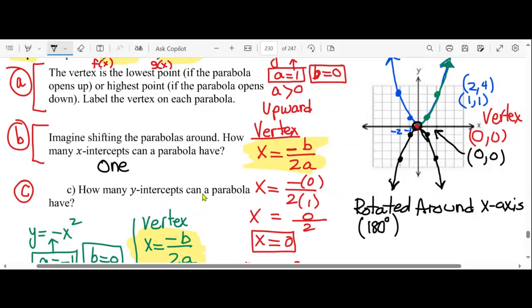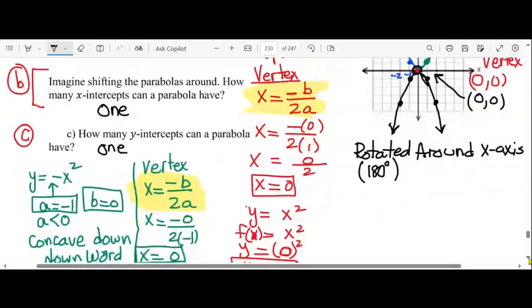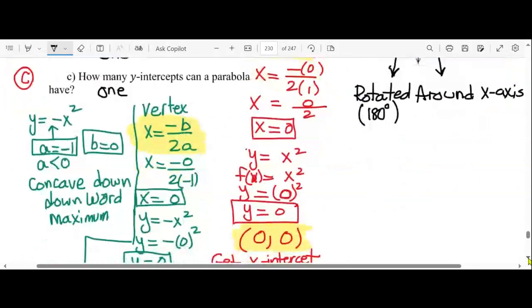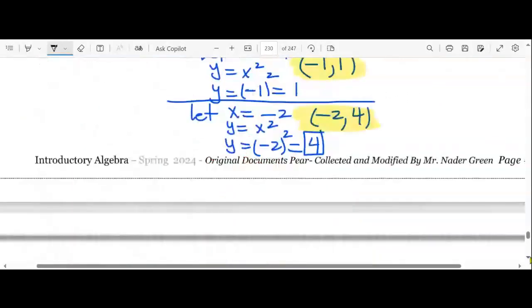How many y-intercepts can a parabola have? Not only one. For this particular graph, how many do we have? Only one, right? It's intercepting here in the y-axis, and also on the same x-axis. Okay, but for any normal graph, it can have more than one, or it might not have any y-intercept. But in our case here, it's only one point.